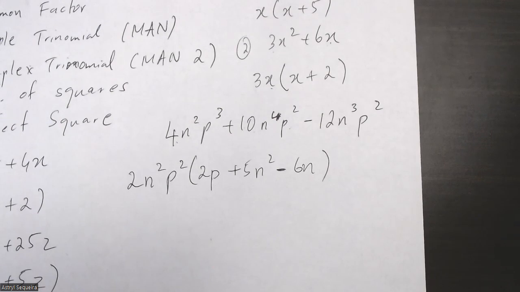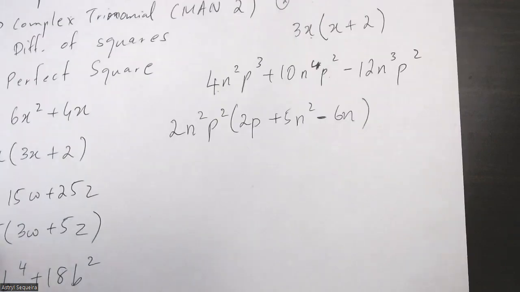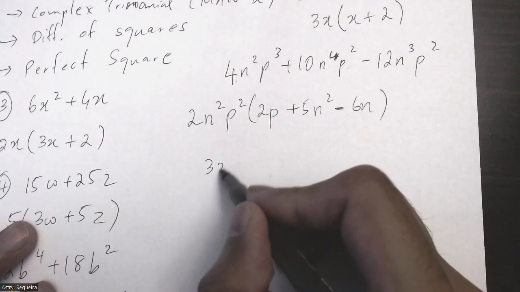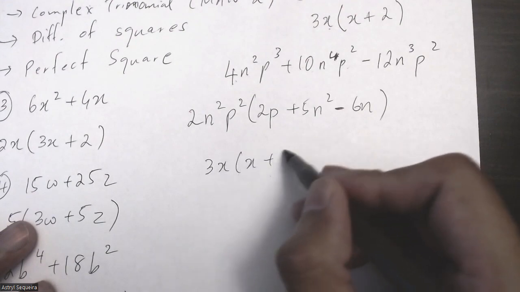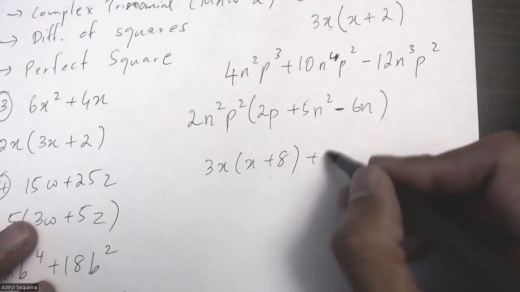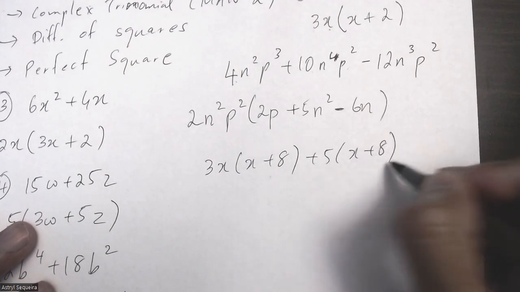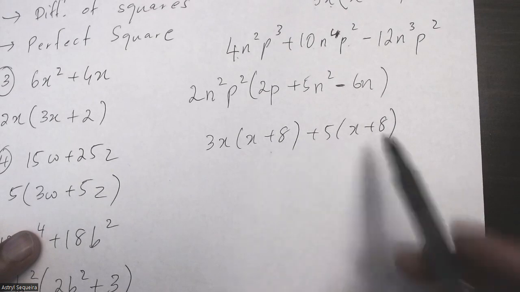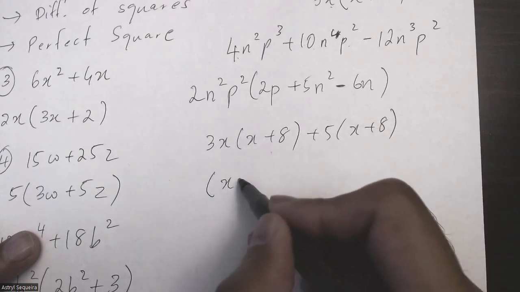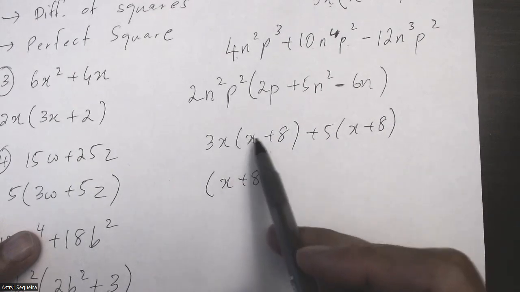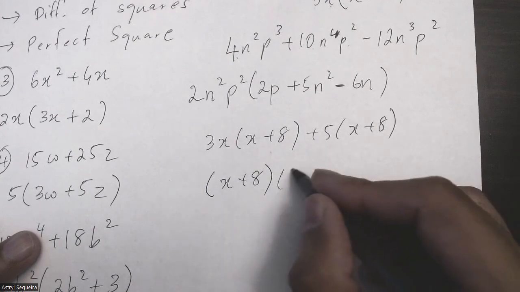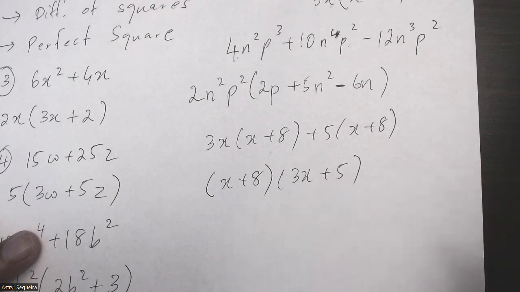Okay, so that is common factoring. Next, we're going to go into factoring by grouping, which is a version of common factoring. We're going to start with some simple questions first. So if I have 3x times x plus 8 plus 5 times x plus 8, I know this looks complicated, but I can common factor out this bracket. So if I common factor out x plus 8, basically these two brackets, I'm left with whatever's on the outside, which is 3x plus 5.